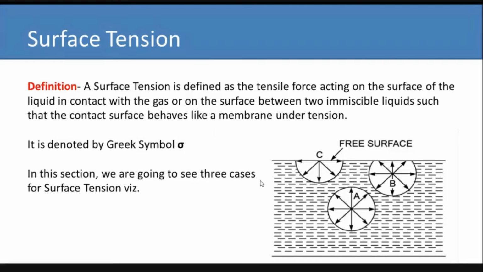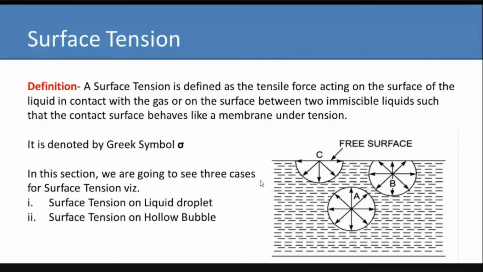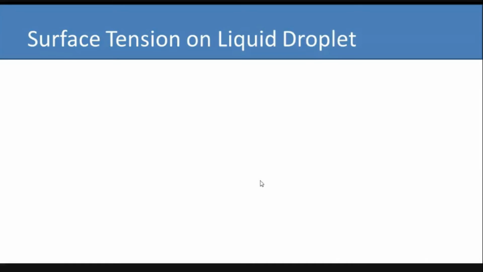Now if you understand the definition of surface tension, we can proceed with the derivations of surface tension. In your syllabus, you are going to learn three cases of surface tension. First is surface tension on a liquid droplet. Second is surface tension in a hollow bubble. And third is surface tension on a liquid jet. One by one, we will start with our derivations. Our first case is surface tension on a liquid droplet.